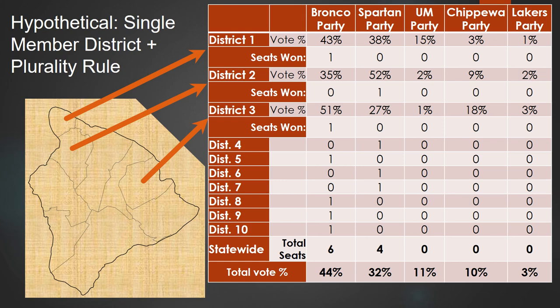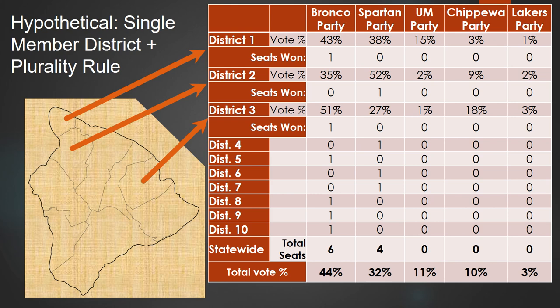The statewide vote, 44% of the people in the state vote for the Bronco, 32% vote for the Spartan. Okay, but what percentage of the seats go to the Broncos? 60. So the Broncos win 44% of the votes, but gain 60% of the representation. In terms of the Spartans, they win 32% of the vote and gain 40% of the representation.